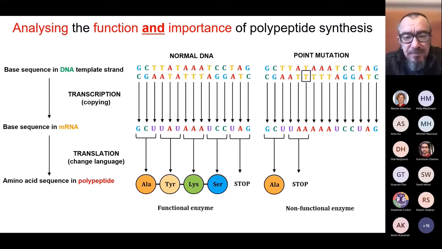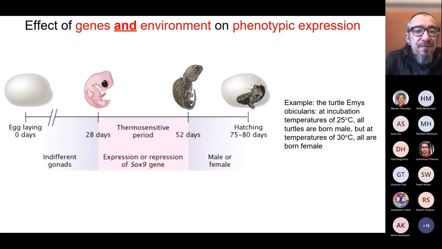Time-wise, we've got about 6 minutes left on this session. Okay, the effect of genes and environment on the phenotype. Look, this I find is the best example. Most of you are probably familiar with this. It is a turtle, but saltwater crocodiles are very similar. It's about having an understanding of how genes and environment influence phenotypic expression.